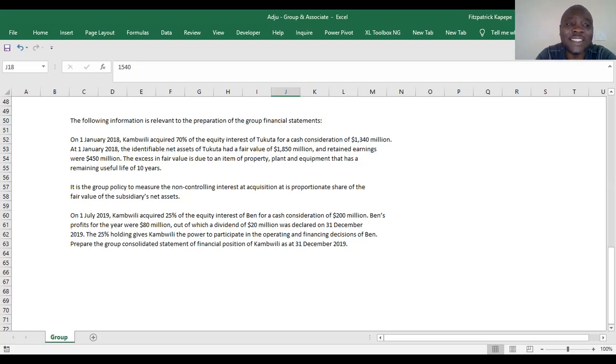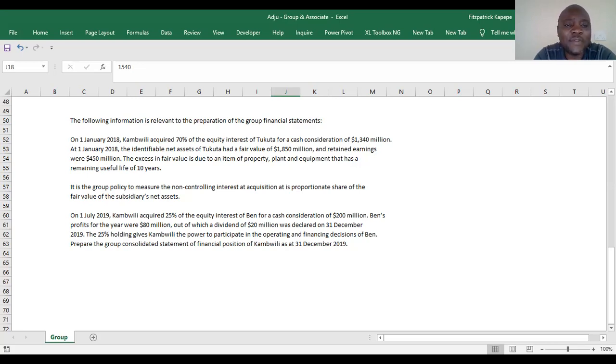Then we're told retained earnings were 450 million. Why do we need to know this? It's very important because at report date, whatever value we are going to be given, less the retained earnings at acquisition, the difference is post-acquisition retained earnings, which is then going to be taken to group retained earnings.